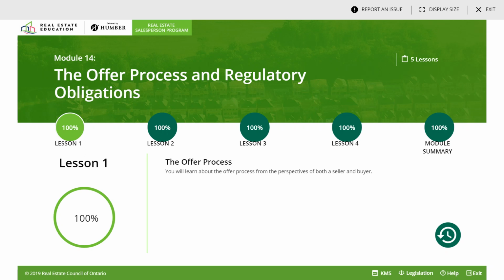We are going to be summarizing today module number 14, Real Estate Salesperson Program, delivered by Humber. And there is not a lot of lessons, so thank God. Oh my God, the amount of readings we have to do in this course is just ridiculous. But let's just go on and carry forward. Lesson 1, the offer process.